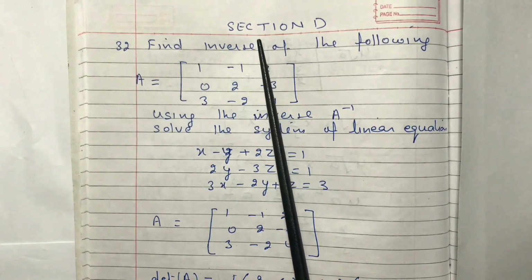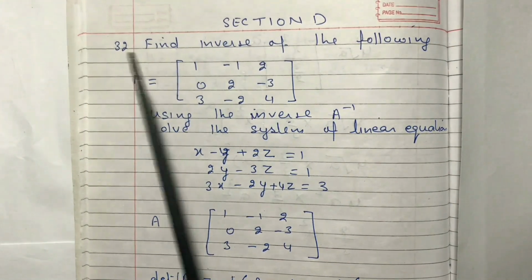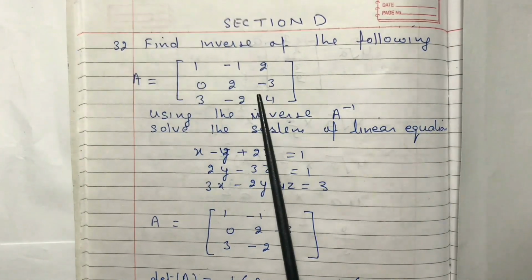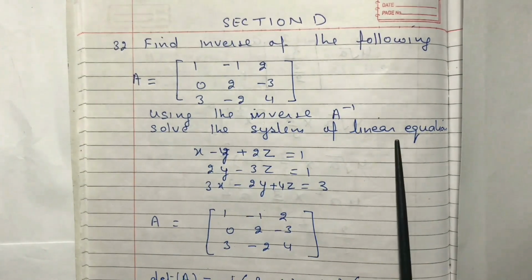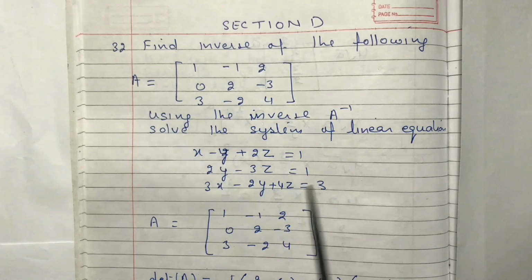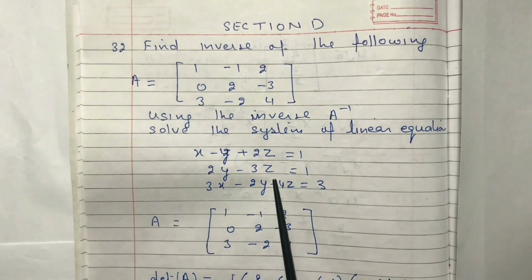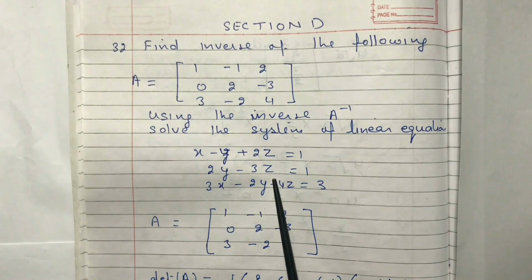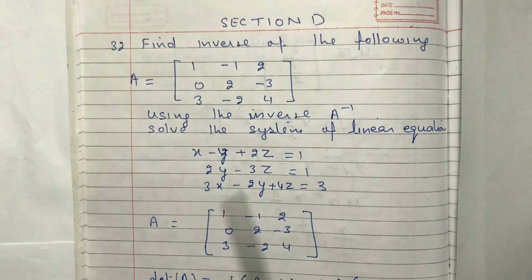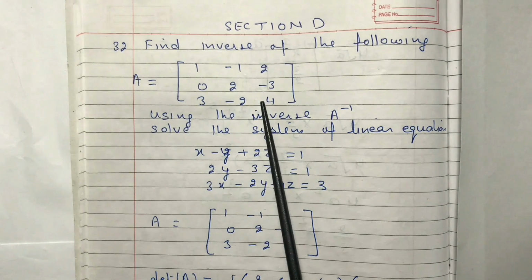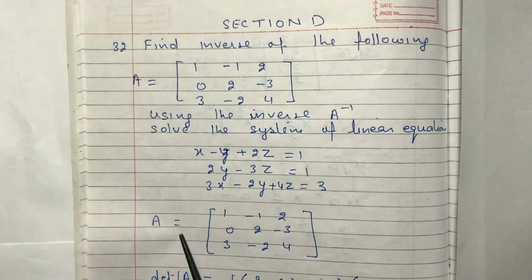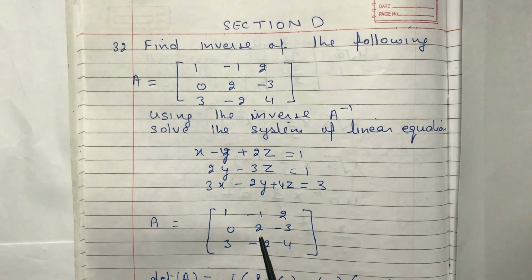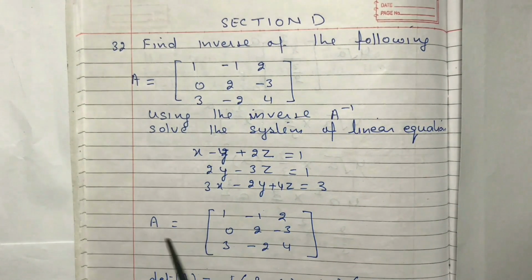This is section D. This is question number 32. Find inverse of the following matrix and using that inverse solve the system of linear equations, this one. You have to solve this linear equation. It means you have to find the value of x, y, z here. And this matrix is given to you. Now you have to find inverse of this matrix. It means first you will find the determinant of A.